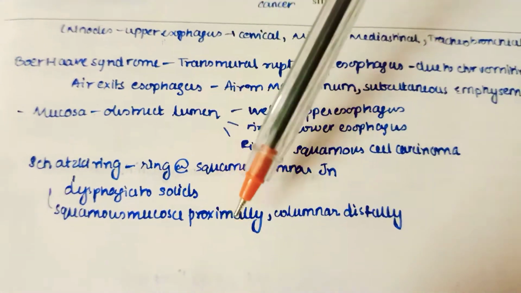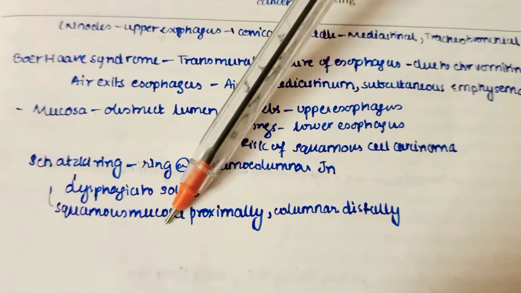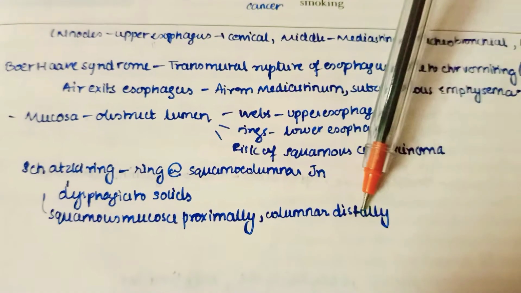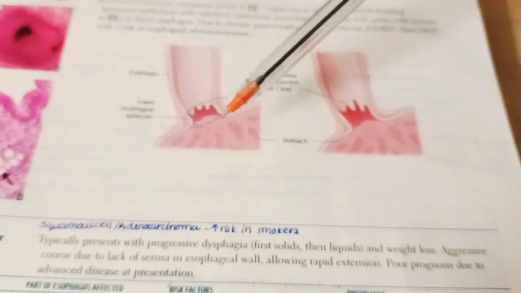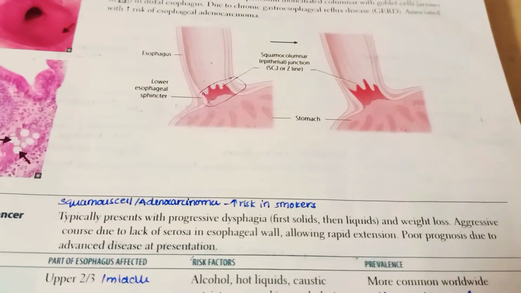Here only, in this location only, if you get some ring-like structure, that will lead to dysphagia, especially to solids, and that is squamous mucosa proximally and columnar distally. So squamous mucosa will be proximal and columnar will be distal, and that will cause Schatzki ring. As I drew with this pen, you can imagine this as Schatzki ring.